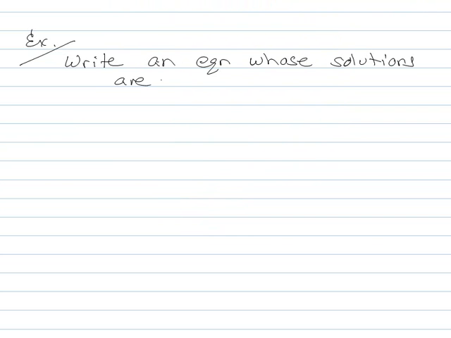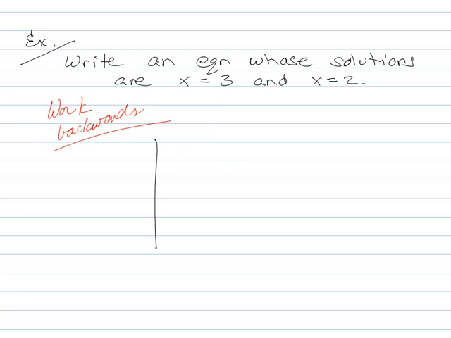But the last thing that you need to be concerned about is occasionally you'll get a problem where it'll say something like, write an equation whose solutions are x equals, say, 3 and x equals 2. And this really isn't hard at all. Basically, they just want you to work backwards. Work backwards.